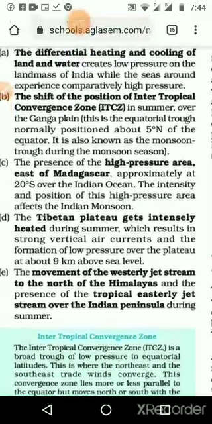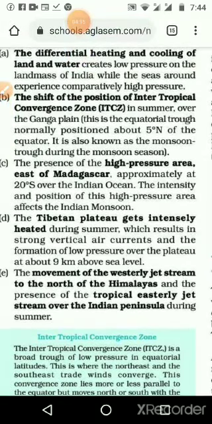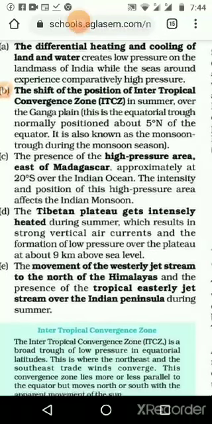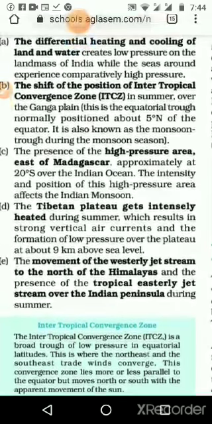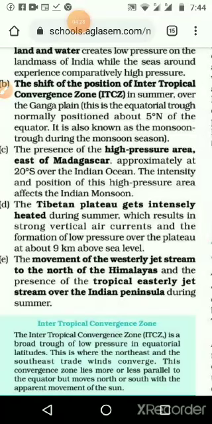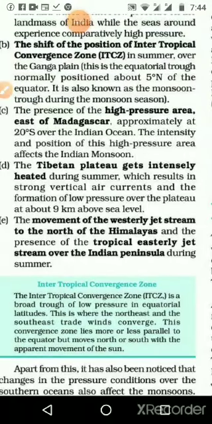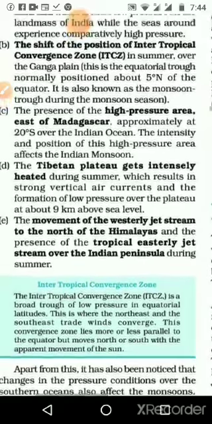Okay, in the summer season over the Ganga plain, this equatorial trough is normally positioned about 5 degrees north of the equator. It is also known as the monsoon trough during the monsoon season. The shift of the equatorial convergence zone is moving from the southern part of India to the northern plain area. Then the third one, the presence of a high pressure area east of Madagascar, approximately at 20 degrees south over the Indian Ocean.